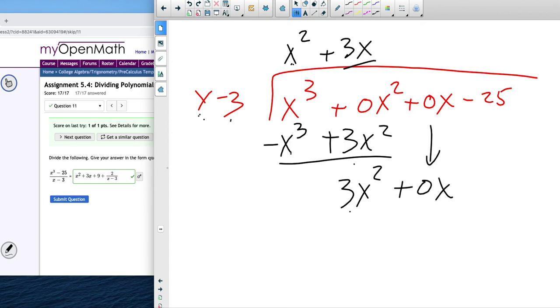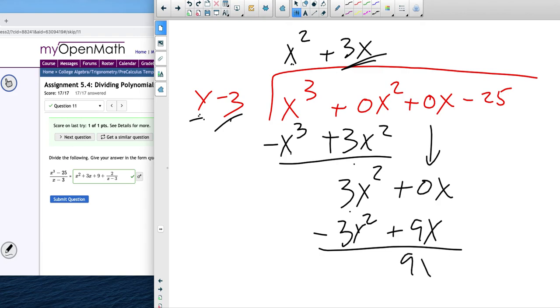Take this times that. Take this times that. Change the signs. 9x, bring down the negative 25. All right. How many times does this go into 9? It goes in there 9 times.